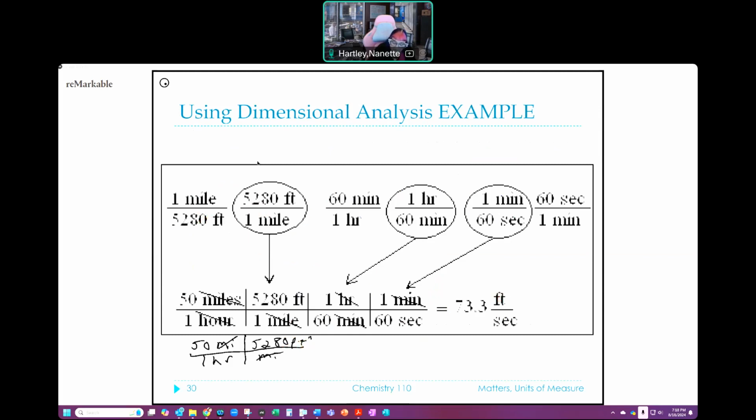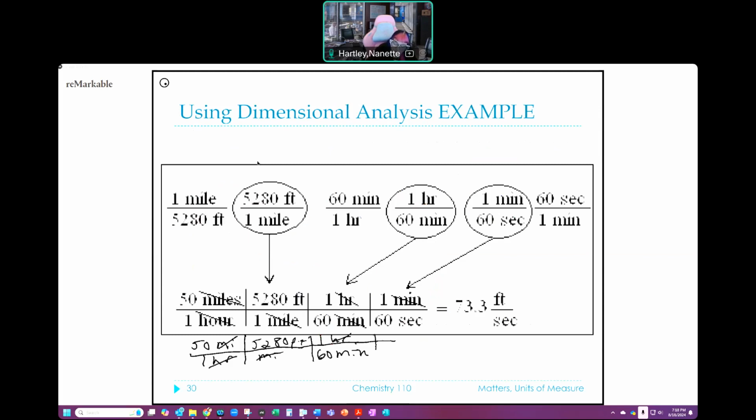But I know that I need to deal with some other things. So I now have this hour down here that I don't want. I know that there's 60 minutes in an hour, or an hour is 60 minutes. I have hours on the bottom, and I need to get rid of the hours. So my conversion factor needs to have hours on the top. That's where I was trying to go. So 1 hour on the top so that the hour will cancel with the hour that's already there. And that's 60 minutes on the bottom.